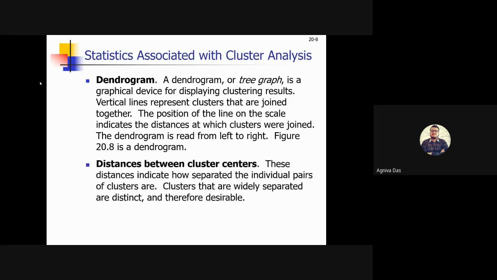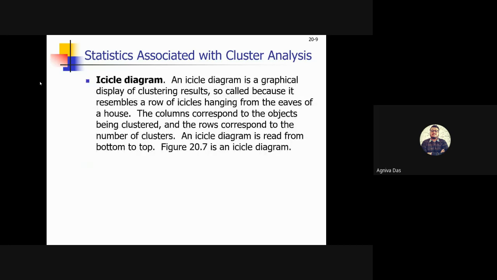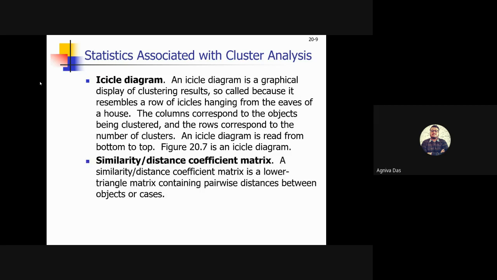Now, a figure of a dendrogram is given in a later slide. We'll look at that. And the distances between the cluster centers measure whether a particular observation is to be allotted to a particular cluster or not, right? So we have to look at the distance between a point and other cluster centers. Then we also have an icicle diagram. Again, that will be shortly given in a slide. You can see how it looks. At the end, we have a similarity or distance coefficient matrix, right?